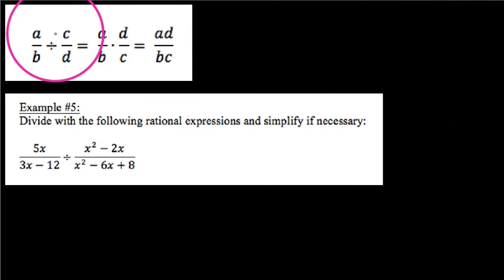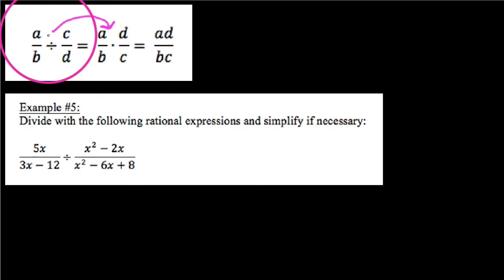Okay, YouTube, in my last video we worked on how to multiply rational expressions, and in this video what we're going to be doing is essentially dividing with rational expressions, which comes back to a simple property that allows us to rewrite quotients as products in the first place. So essentially this is going to be multiplying rational expressions again as soon as we rewrite it.